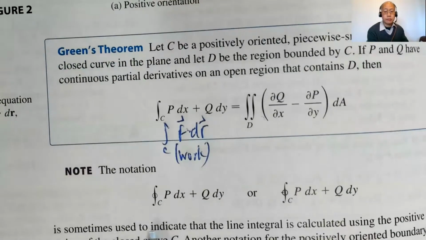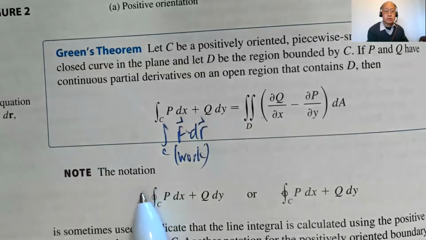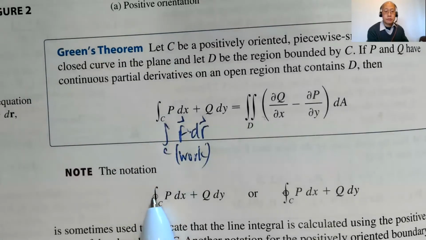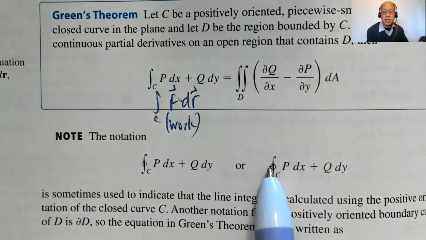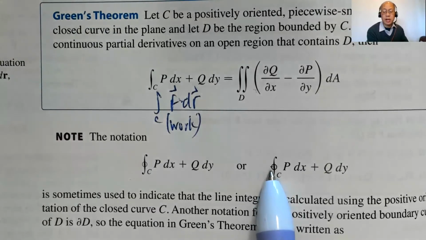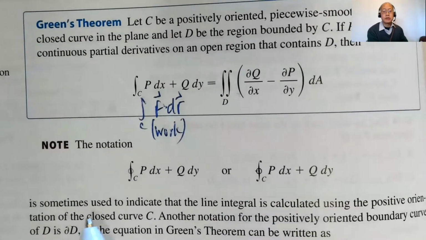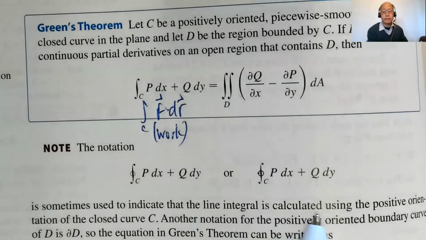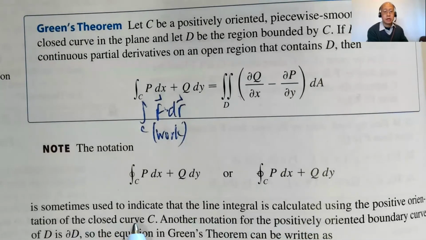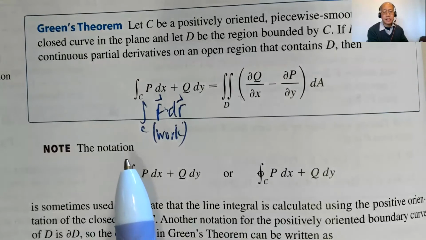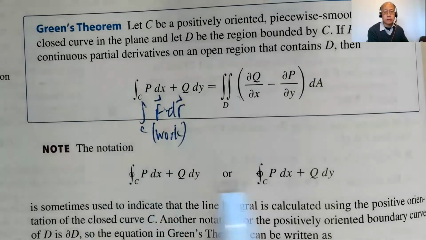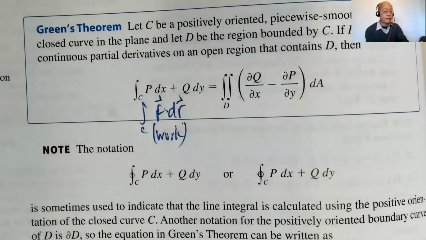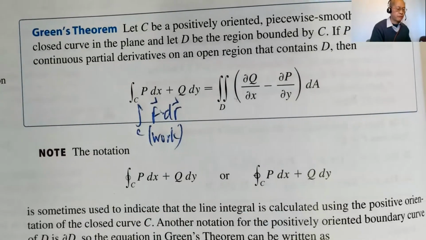A little bit of notation: sometimes you see the integral with a circle around it like so, and sometimes a circle with an arrow pointing in a counterclockwise direction. These are sometimes used to indicate that the line integral is in the positive orientation of the closed curve. Not necessary, but this indicates that it's a closed curve, and this indicates that it's a positively oriented, simple closed curve.